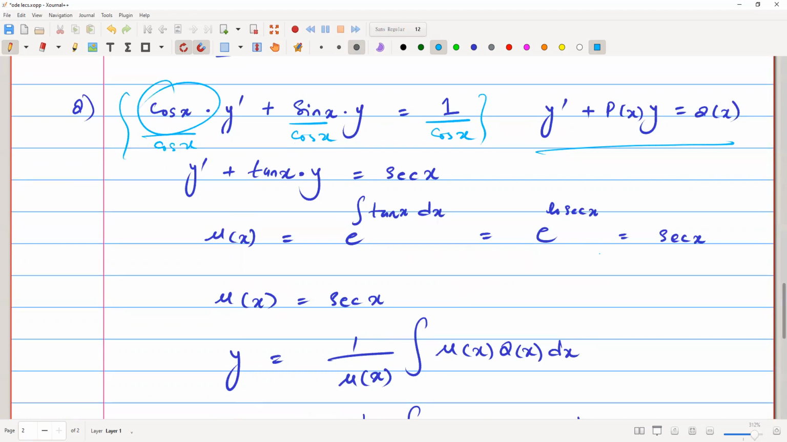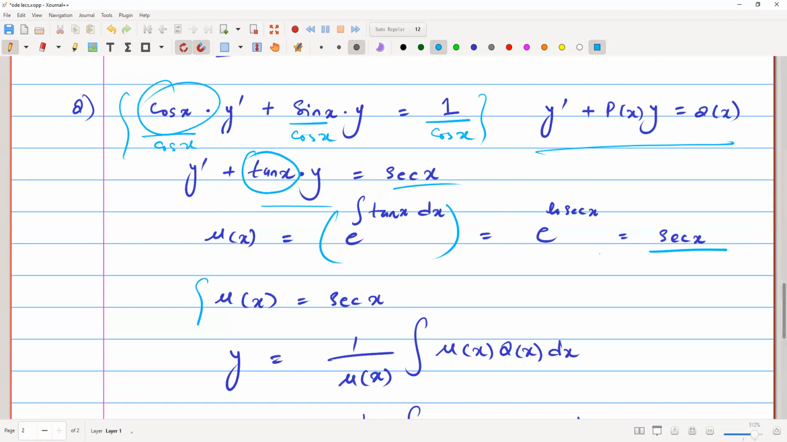So we have y prime plus sine over cos, which is tangent x, times y, and 1 over cos is secant x. Then we have p of x here. This is p of x. And for the integrating factor, we have mu of x equals e to the power integral p of x dx. The integral of tangent x is ln secant x. So e to the power ln secant x means secant x, because e will cancel with ln, right? Any power raised on the exponential with ln is simply the function inside the ln, that is secant x in this case.